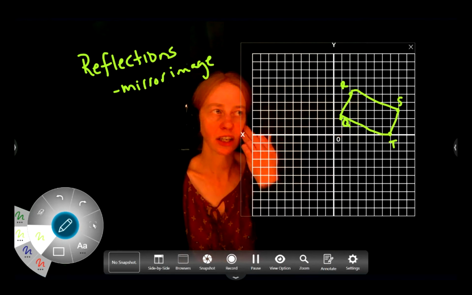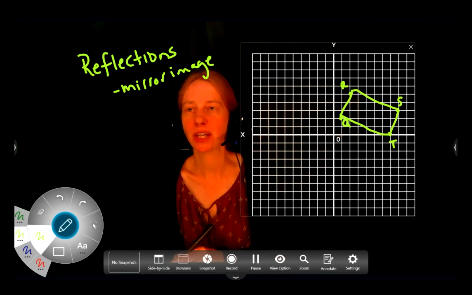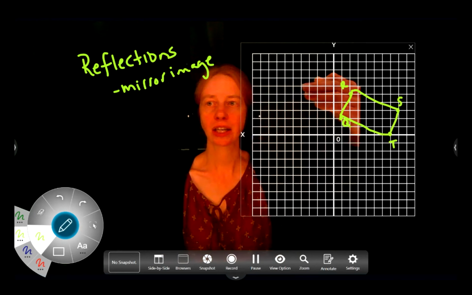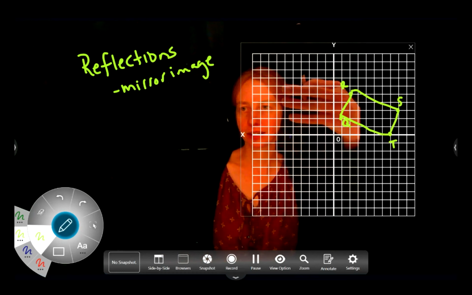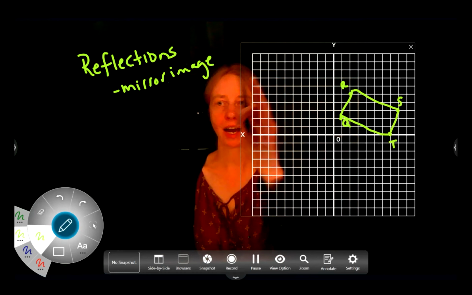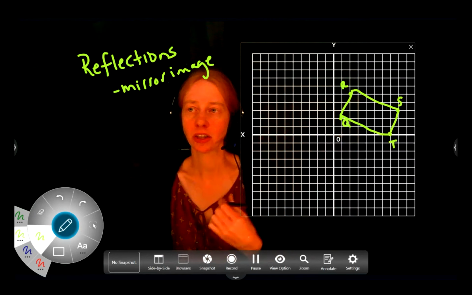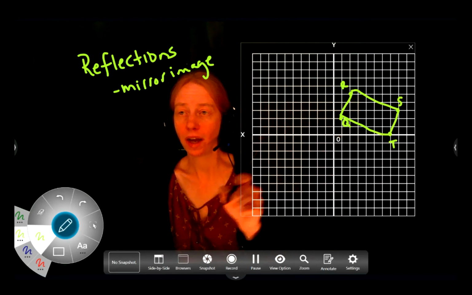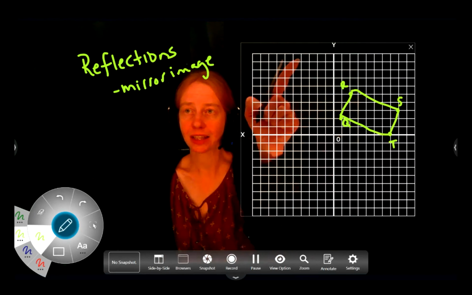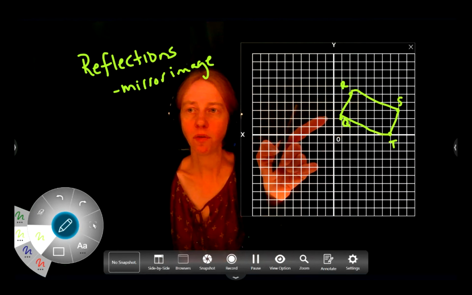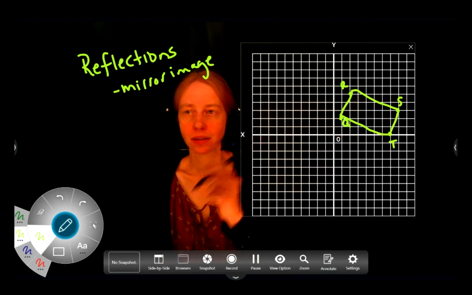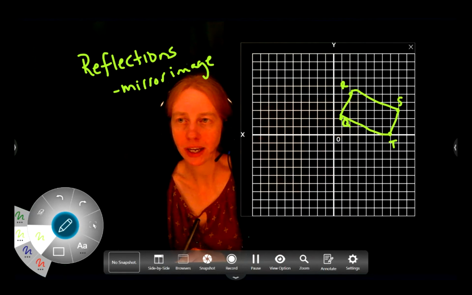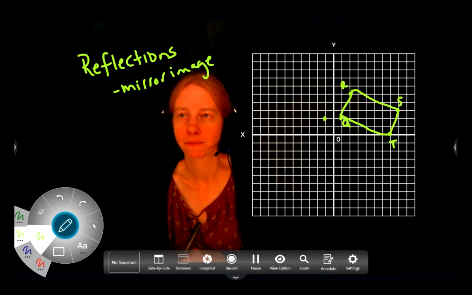And if we're talking about a reflection, it's going to go either across the x-axis or across the y-axis. In this case, I'm going to do it across the y-axis. I have a couple of options to do this. One option is to look at the y-axis and see how far away each of my points is. Q is 1 point away, so I can just draw its mirror image. My R is 2 points away, so I'm going to draw its mirror image.